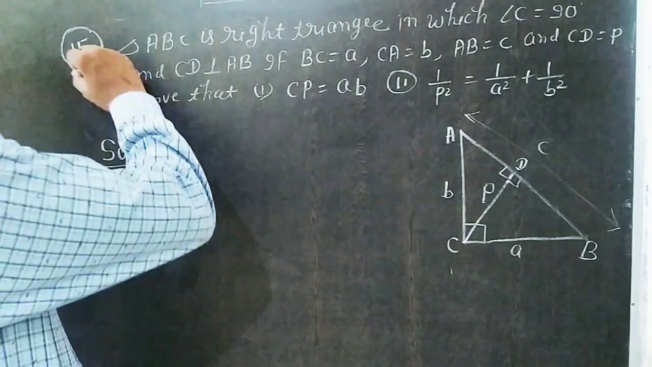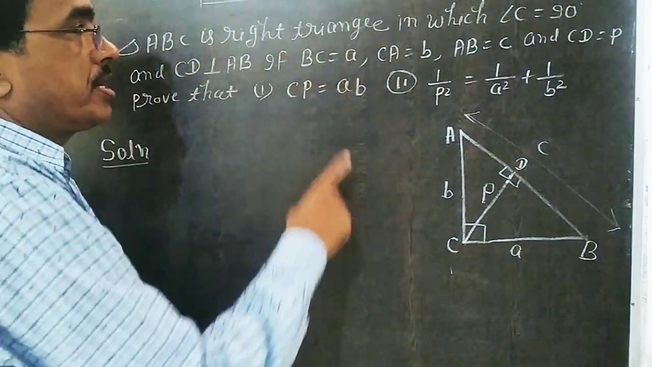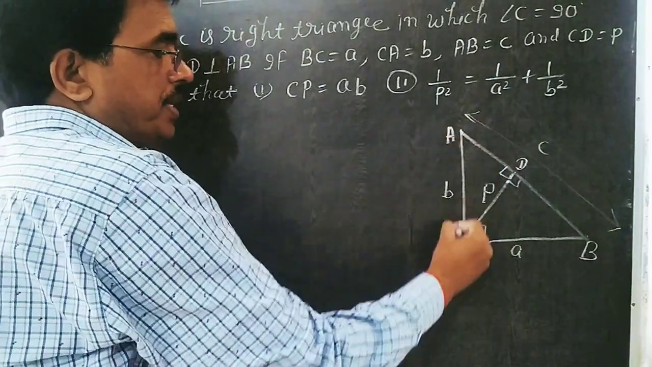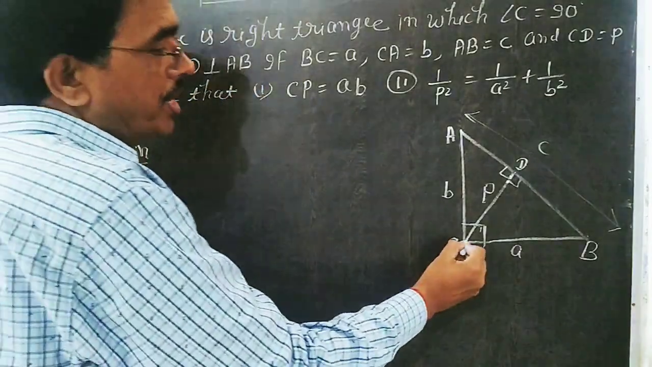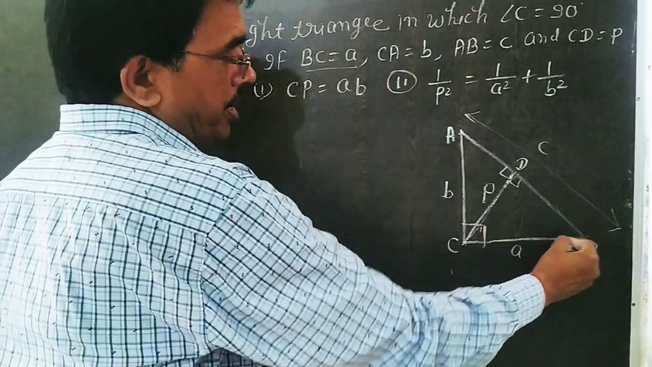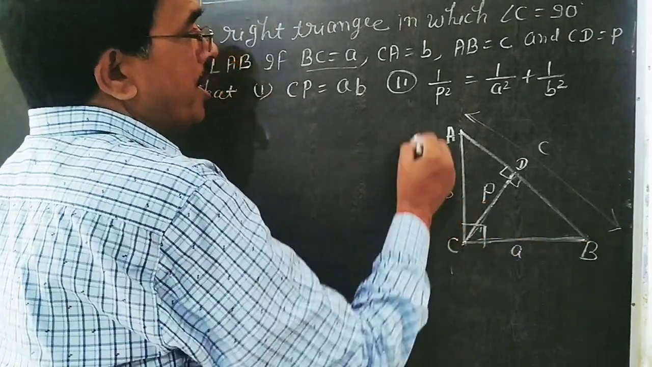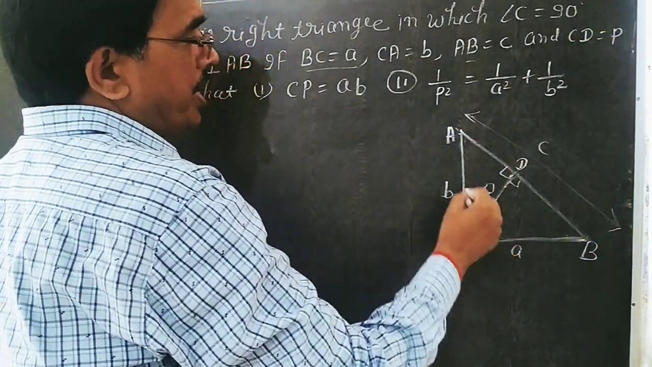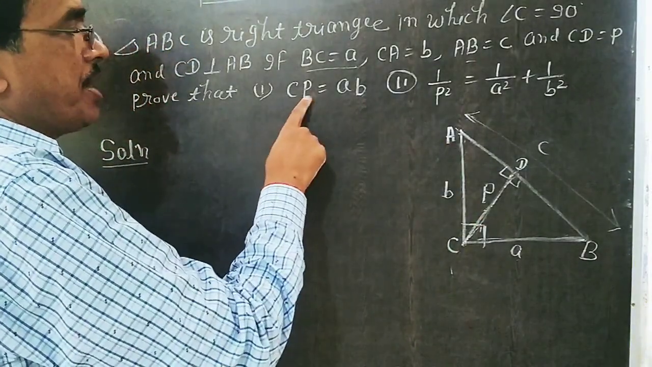Now see example 15, a very important question. ABC is a right triangle in which angle C is 90 degrees. I draw a figure. CD is perpendicular to AB. BC is denoted by small a, AC by b, AB by c, and CD by p. Now the question: prove that cp is equal to ab.